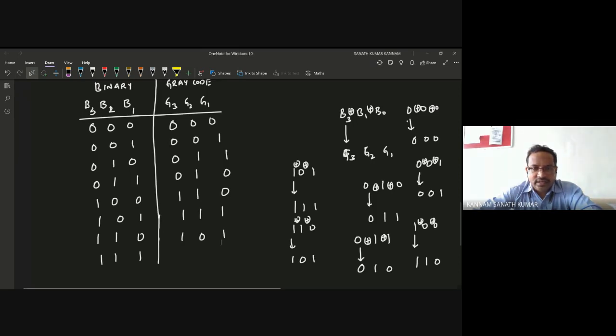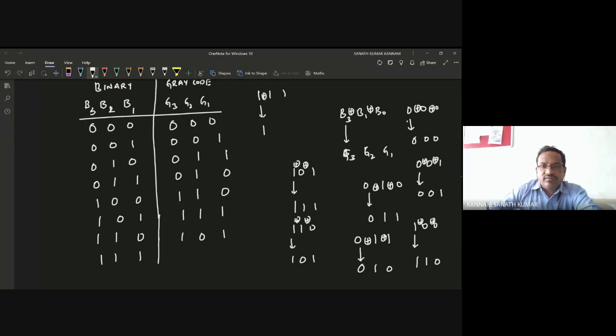Next thing, 1 1 1. This is 1, and next XOR operation, 1 XOR 1 is how much? 0, and 1 XOR 1 is 0. So for this one you are getting 1 0 0. Like this I converted whatever the binary code to Gray code. Next you need to get the expression for each and every code, that means the output expression for G3, G2 and G1.